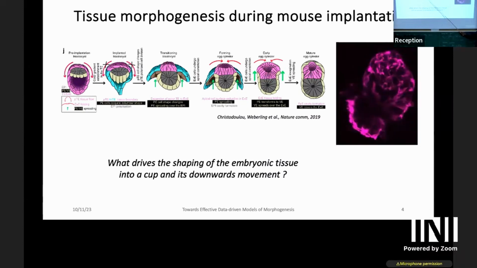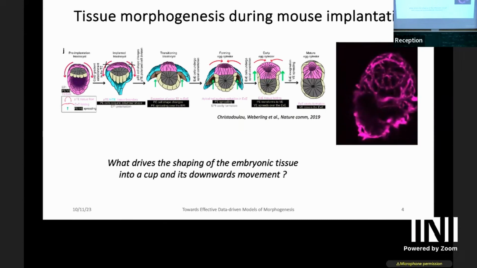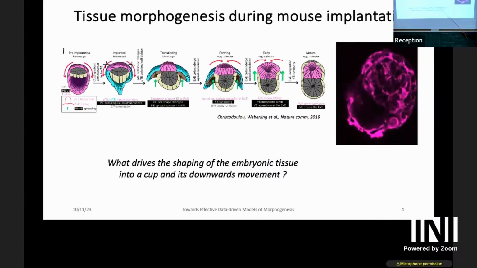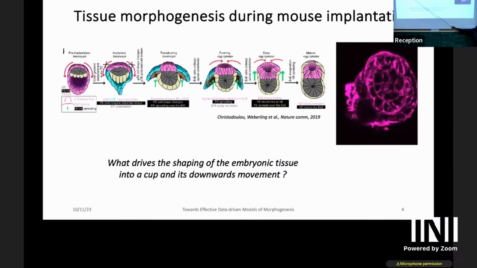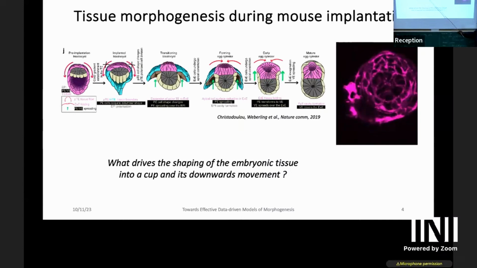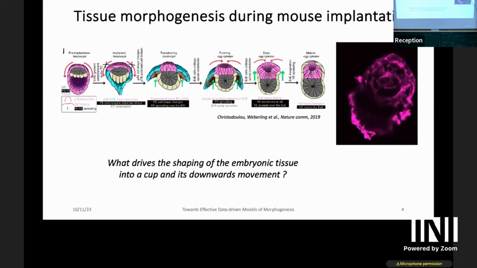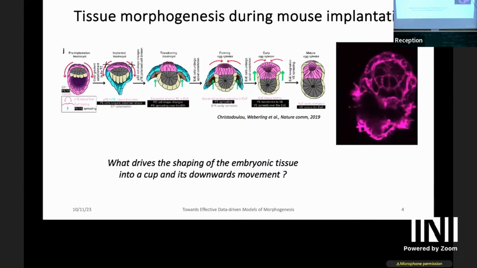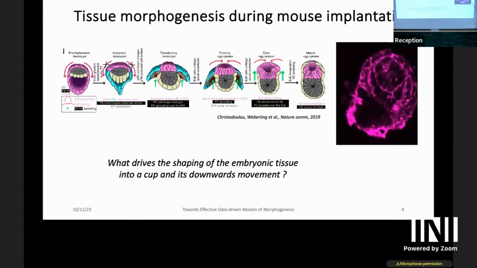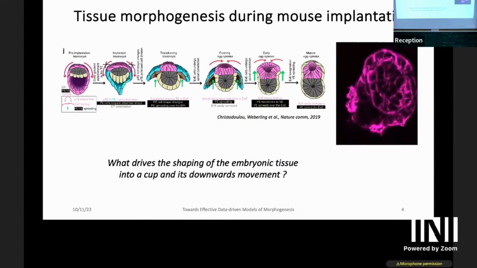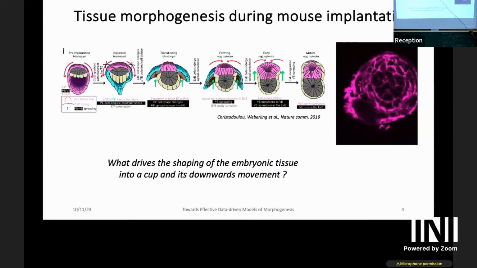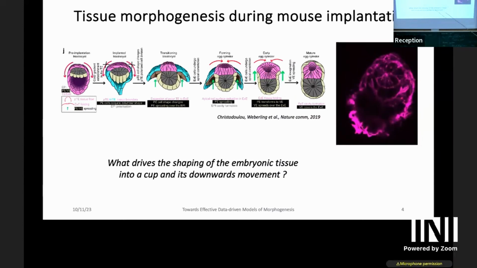So the boundary of the epiblast. And the question is about a unique tissue. Perhaps you can see this space here, this is the epiblast here, and this space will be filled very soon. So the epiblast goes down and down. So two things: the shape of the epiblast from spherical to cup, and then movement downwards. That's what we're interested in.